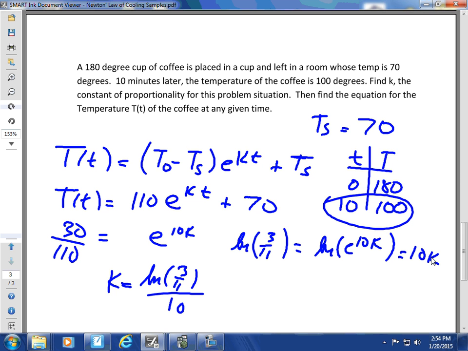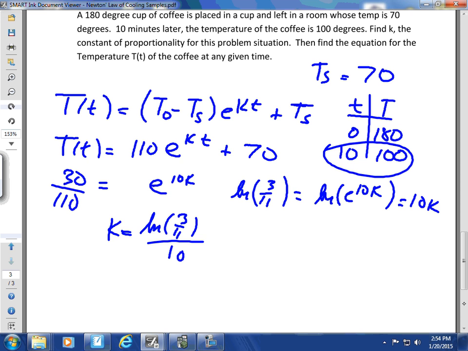So it's kind of similar to finding k from Friday. If you look at a couple of things, number one, the denominator is the length of time that took place. And the numerator is always the natural log of some quantity. Let's check to make sure we're on the right track.